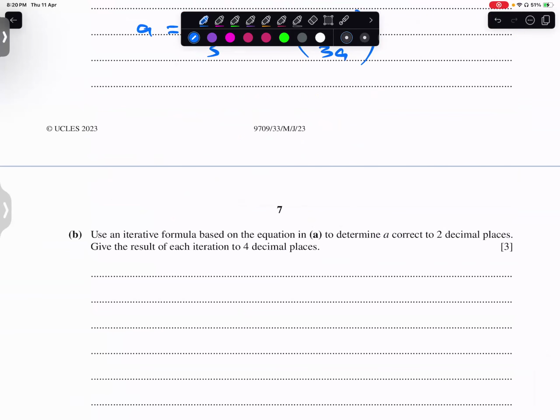Use an iterative formula based on the equation in the previous part. Determine alpha, determine a correct to 2 decimal places, and give the iteration of each result up to 4 decimal places.